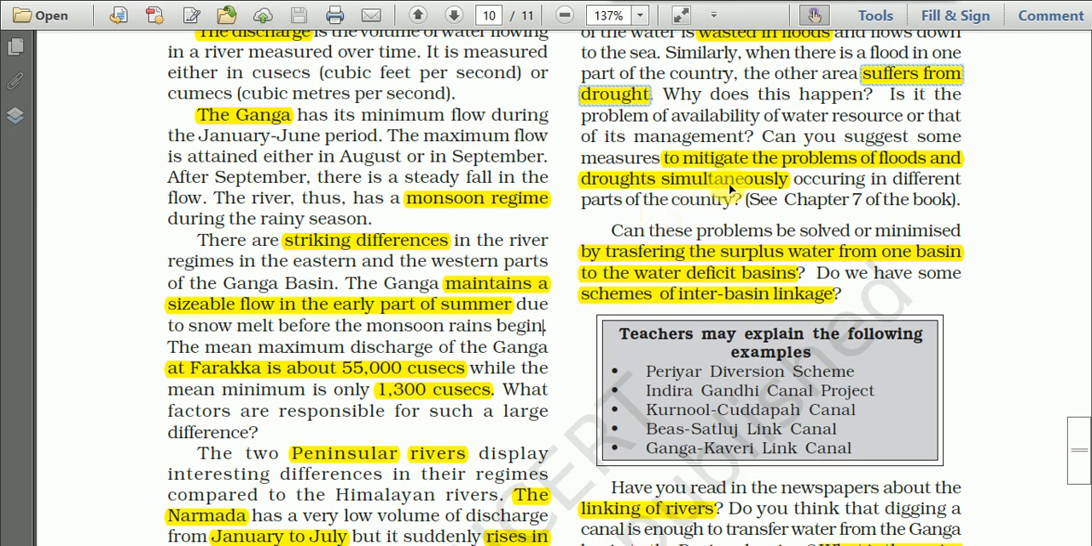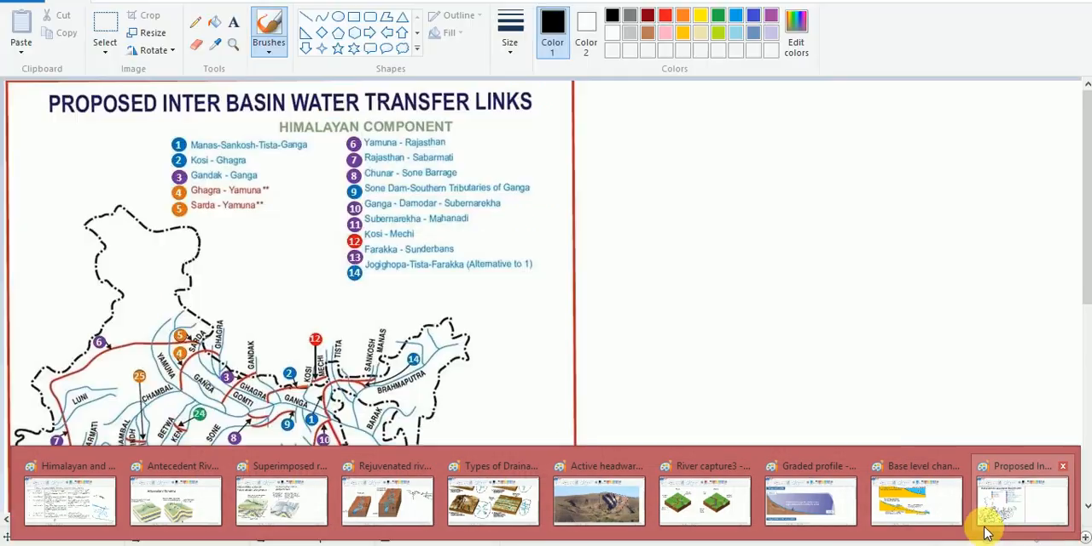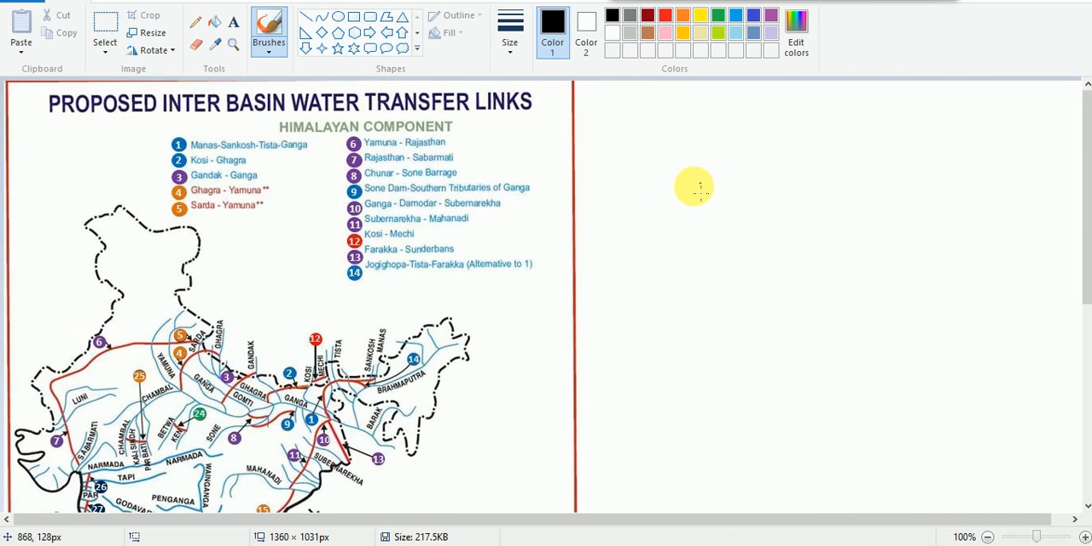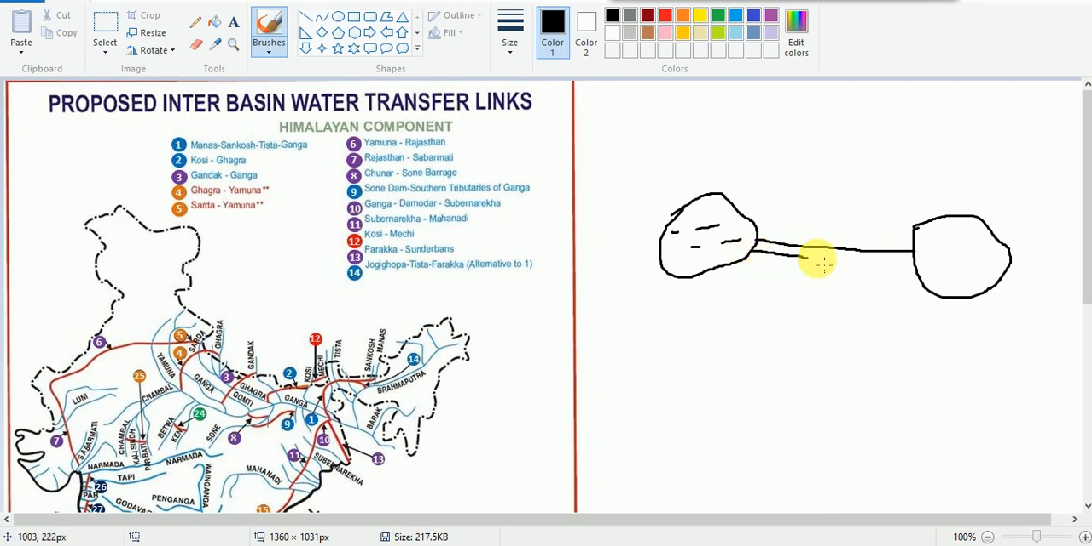Here, at the local level, what we can do is, say for example, this is a flooded area and this is a dry area. If we dig an inundation canal here, then the flood water of this area can be carried to the dry areas. This is one of the solutions.